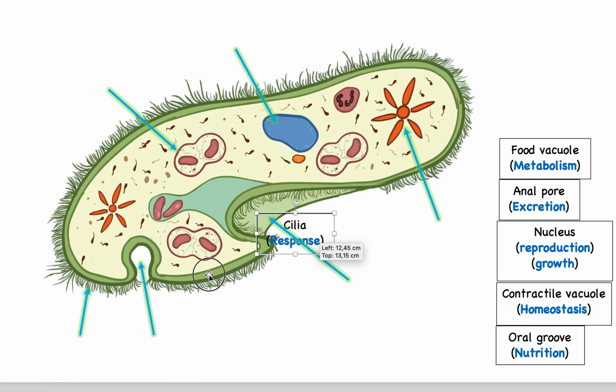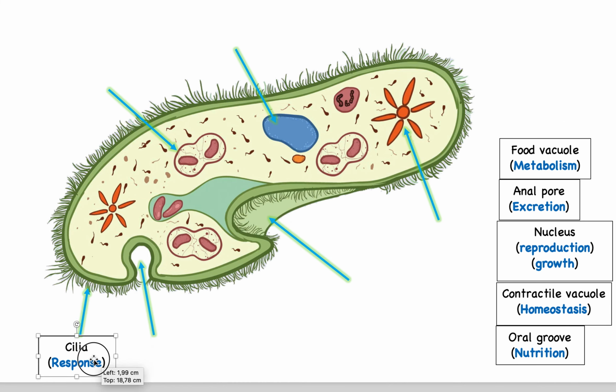Okay, so cilia is this hair-like material on the cell membrane, okay? It is responsible for movement, okay? So for example, if this cell sees an enemy, it's going to use its cilia to swim away. So it's called response. Or if it sees food, it's going to swim towards the food, response.